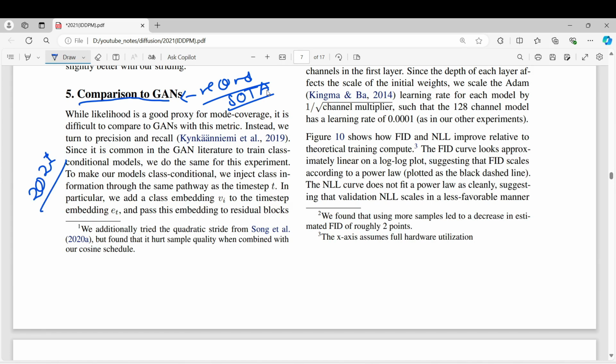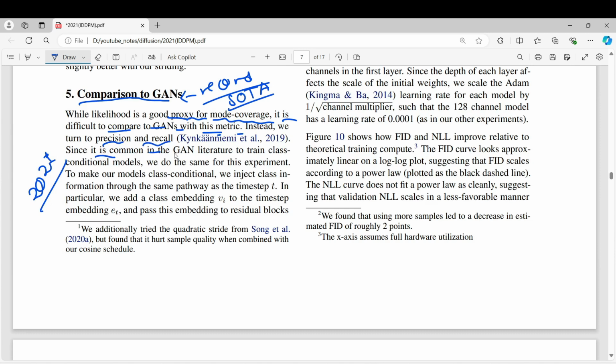They are saying that while likelihood is a good proxy for mode coverage, it is difficult to compare to GANs with this metric. Mode coverage means how well the entire distribution is covered. With this metric they found difficulties in comparing GANs and diffusion models, so they turn to precision and recall metrics.